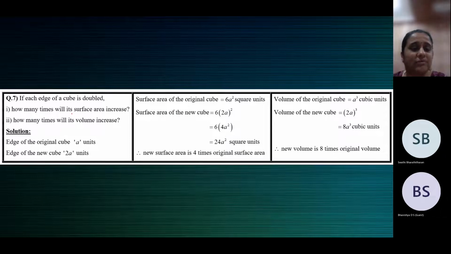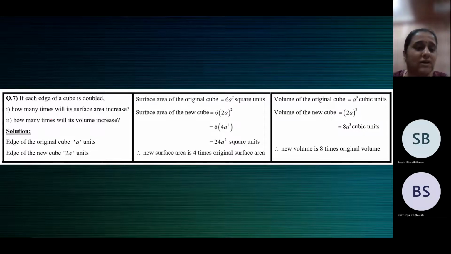How many times will its surface area increase? Now, supposing the edge of the cube is 4 centimeters, it's doubled. That means it's now 8 centimeters. So the length is 8, the breadth is 8, the height is 8. Initially, the length was 4, breadth 4, and height 4. Now the edge is doubled. Each edge meaning the length, breadth, and height.